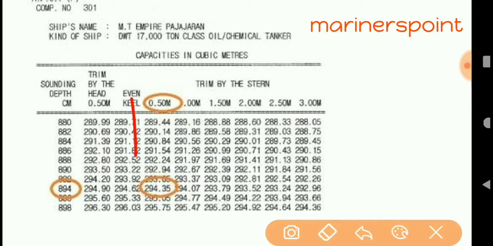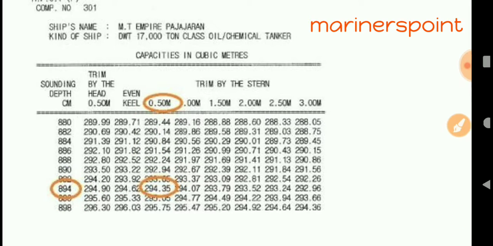If water is filled in some tank, then the ship may be trim by stern or by head, may be least. So this value is given, and you have to know the trim of your ship, and according to that you will see the volume. If your ship is trim by 0.5 and when you take sounding you get 894 centimeter, then according to that you will get this volume. Okay, this is your volume.